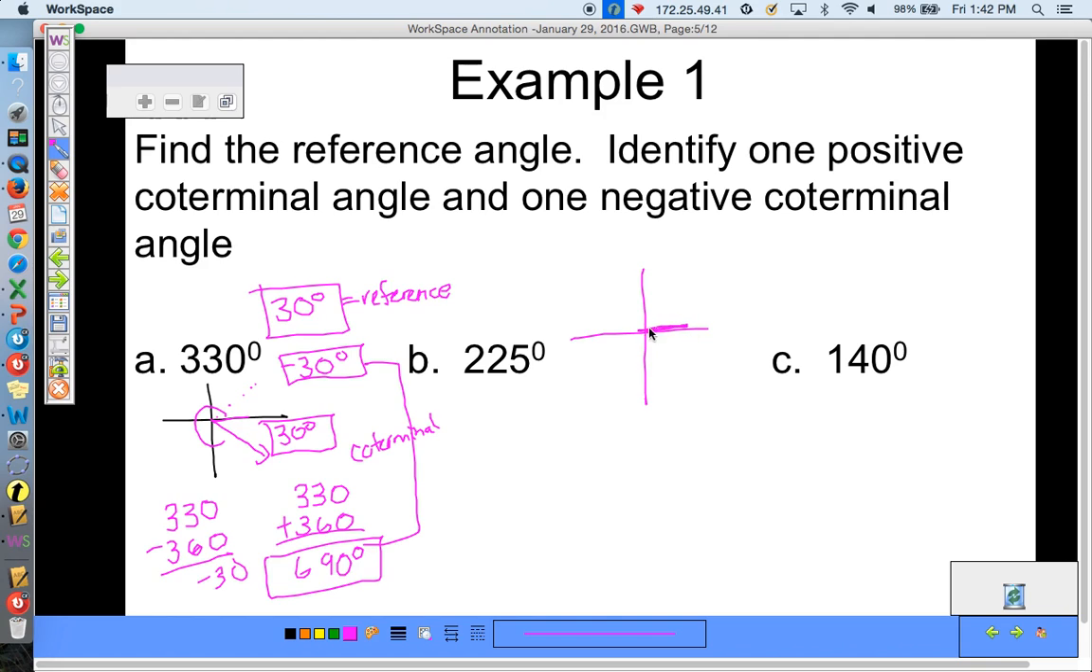So 225, let's see. Here's 225. That's not 225.